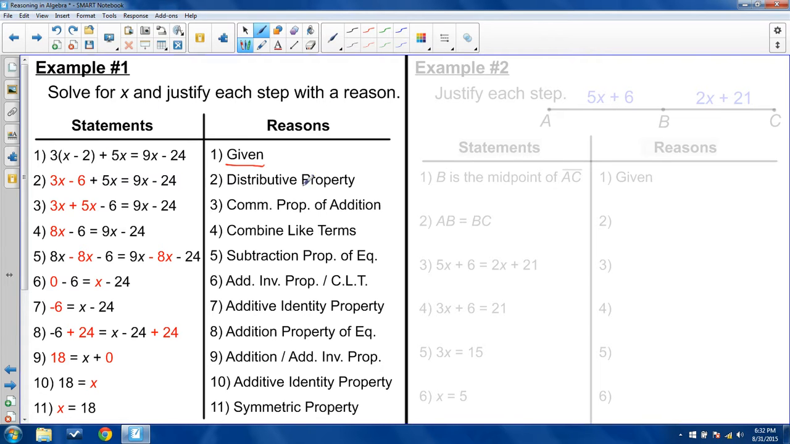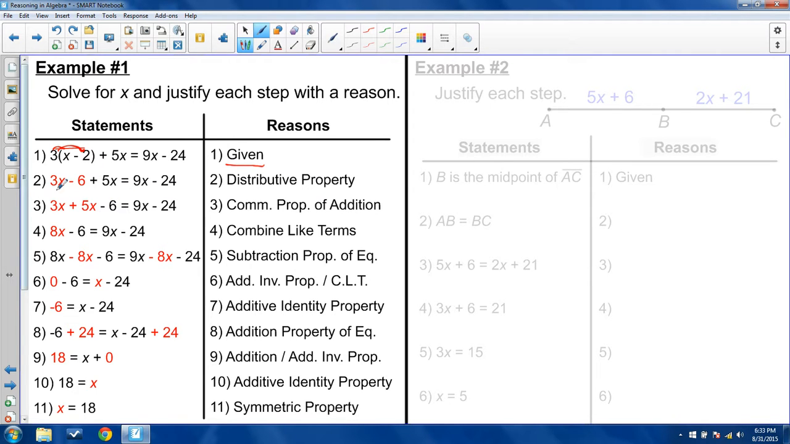First one I do is distributive property. I multiply 3 with x and with negative 2, and I get 3x minus 6. Everything else I keep the same, so the red is what's changing. Next, I reorder the 5x and the negative 6. So 5x goes first, negative 6 goes next. That's the commutative property of addition.